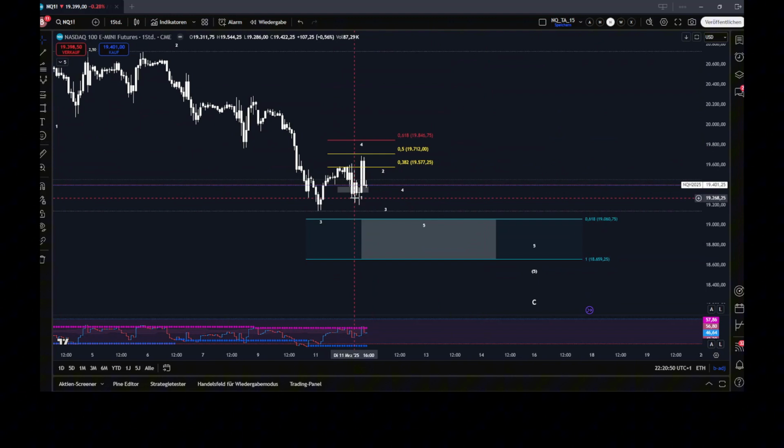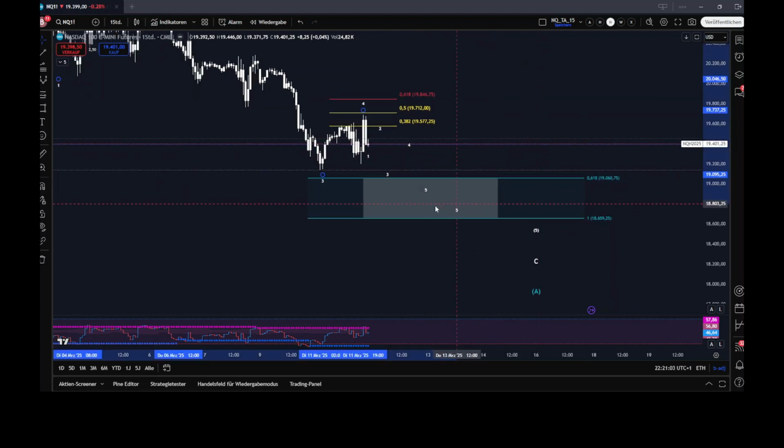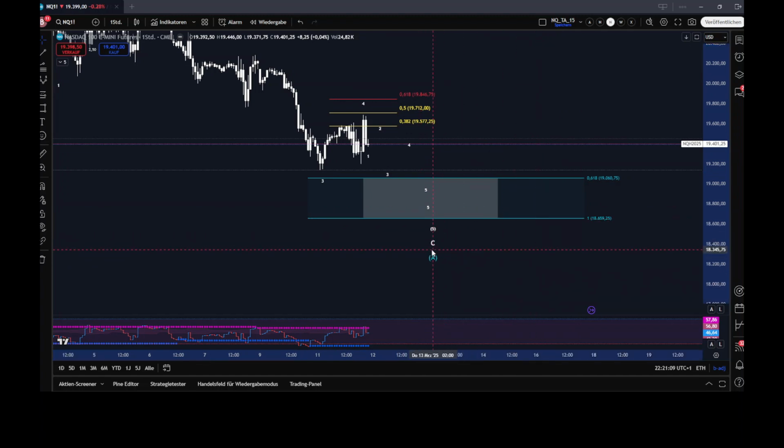So what is that? Possibly wave 1 done, wave 3, wave 4, wave 5, and wave 5 to the downside. That would then finish our C wave and our intermediate wave A.